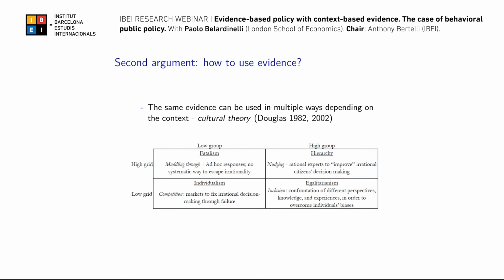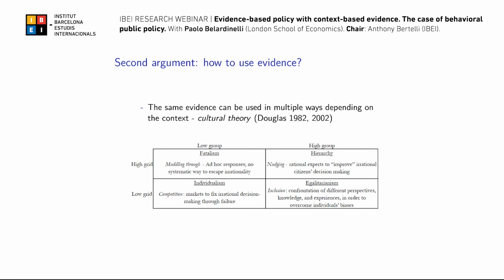Egalitarianism, here I put the word inclusion. So to mention one author that might argue in favor of this approach, Peter John and Nudge Plus. They are trying to say that nudging is a bit, let's say, naive in relying on this idea of irrational behavior from citizens and rational behavior of policymakers.